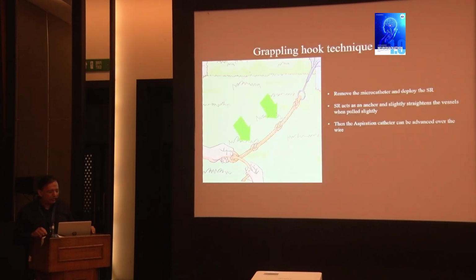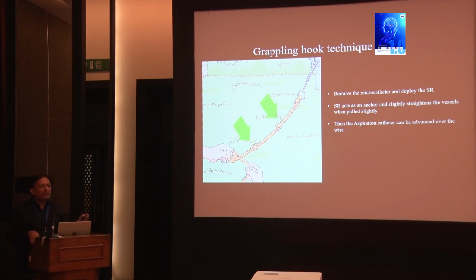I'll show you. That is called the grappling hook technique, where you take the stent retriever distally, deploy it, and when you are unsheathing the stent retriever, slowly try to advance. It will straighten the vessel and it will easily jump and go up. 100% of the time it will go up, because the stent retriever is hooking or grappling onto the M1. That will straighten the vessel and avoid the ophthalmic bend.